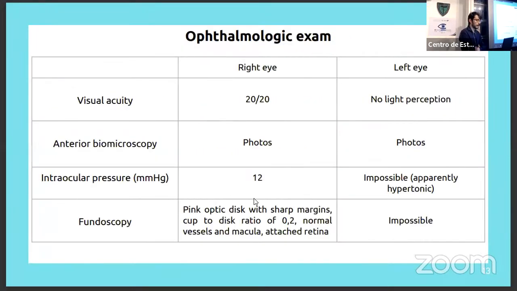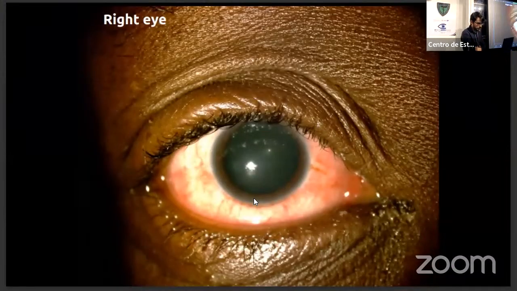I'll show you photos of both eyes, but the right eye was unremarkable. On her left eye, she had a vision of no light perception. Before it was hand motion. I'll show you photos of the anterior segment by microscopy. Her intraocular pressure was impossible to evaluate with Goldmann, but it was apparently hypertonic, and the fundoscopy was impossible. So here on her right eye, we can see normal eyelids and eyelashes, a clear cornea. We have a mild hyperemic conjunctiva. We can't see here, but she had a formed anterior chamber with no chamber reaction. We have a pharmacological miosis, and the patient is phakic.